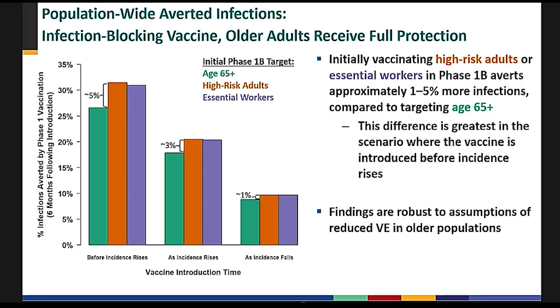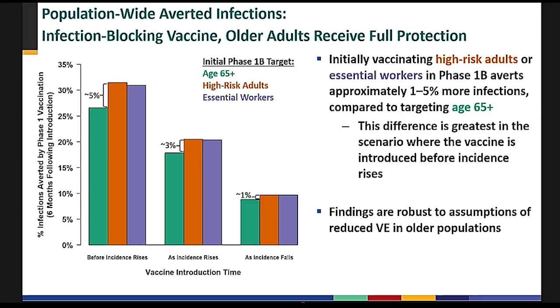The green bars indicate that the first 20 million phase 1B courses go to adults age 65 plus. The orange indicate that those initial phase 1B courses go to adults with high-risk medical conditions, and the purple indicate that those initial phase 1B courses go to essential workers. The bracket in each group represents the difference in the averted percentage by allocating those initial phase 1B doses to those age 65 plus compared to high-risk adults.